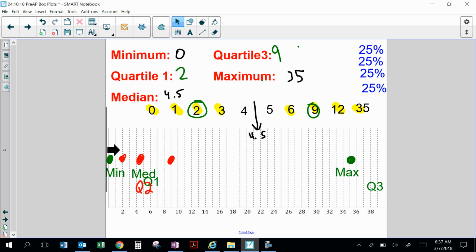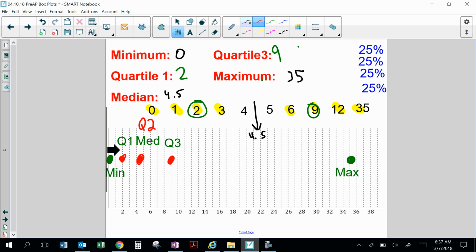So quartile 1 is right here, quartile 3 is right here, and median, or quartile 2, is here. So now it is time to make a box plot. These are called the tails. The minimum connects with quartile 1, the maximum connects with quartile 3. Then you draw a box around quartile 1 to quartile 3, and then you draw a line going down. So this is called a box plot.